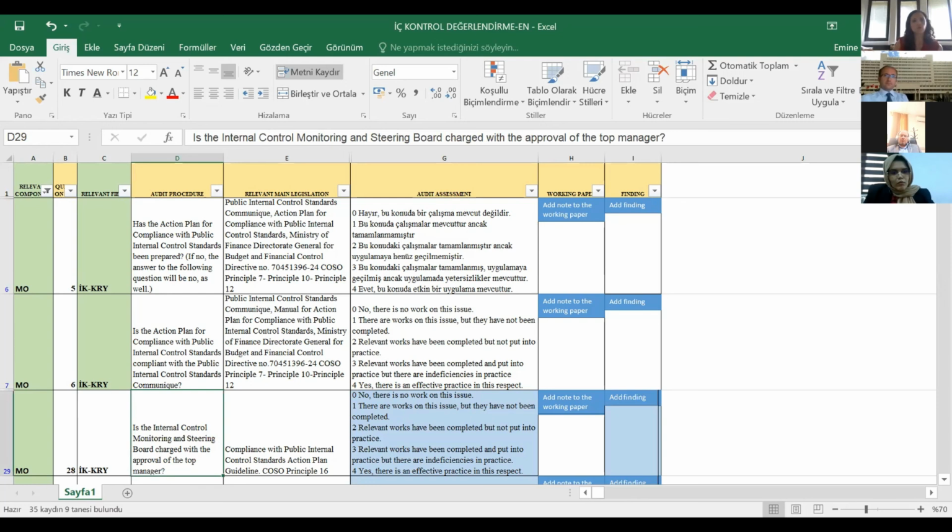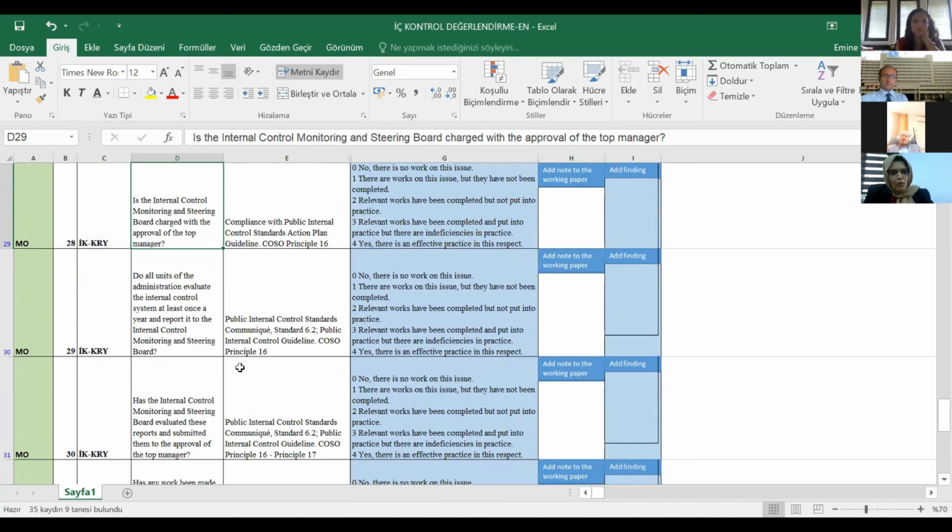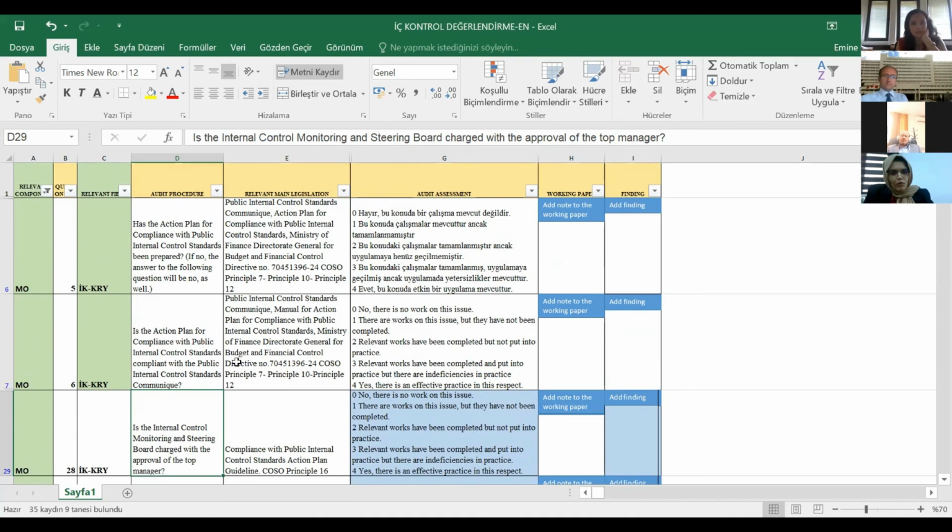Is the internal control monitoring and steering board charged with the approval of the top manager? We have a board which has a monitoring role, not an oversight role, because it is not independent from the institutions. This committee is within the organization, so they don't have any oversight role, just a monitoring role. I think that's all I can say about our assessment approach.